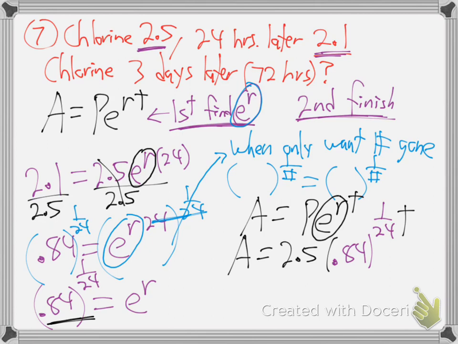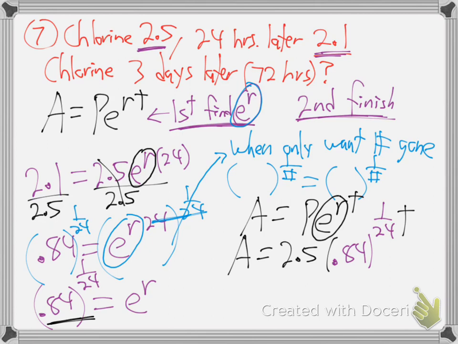So we plug in 3 days, with the same numbers, 72 hours. We plug in 2.5 again, and then our e to the r that we know already. The t is still there, and then 1 over 24. Right, because that's all e to the r. You don't solve for that. You don't put that in the calculator. Just leave it, because it's convenient.